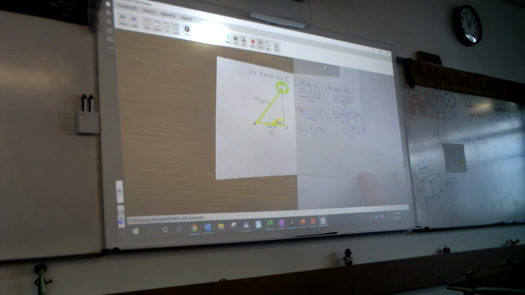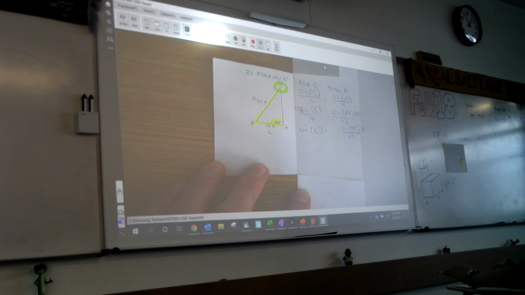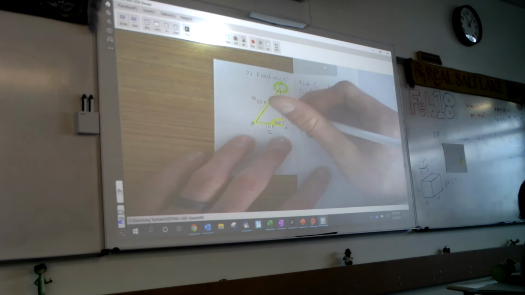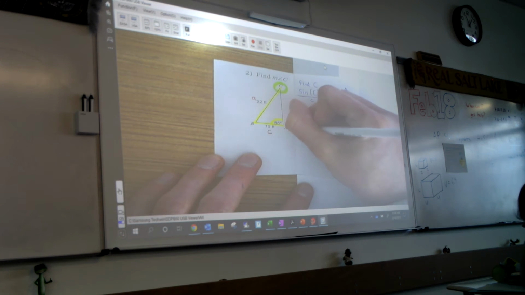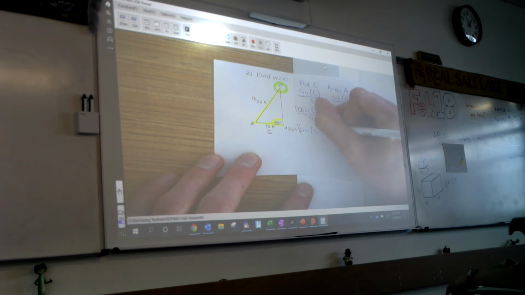All right, Skylar, what undoes a sine? What do you guys say? The opposite of a sine, or if we want to undo a sine, we're going to do an inverse sine. Good job. Which is sine to the negative 1. When you take the inverse sine of a sine, it cancels it out.